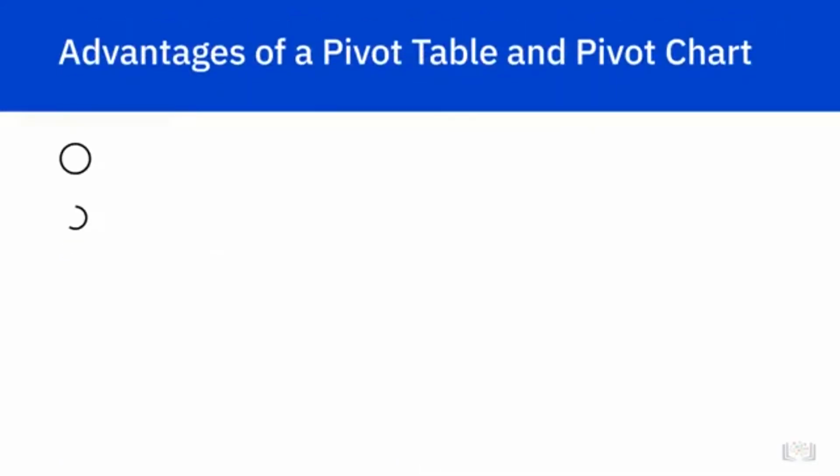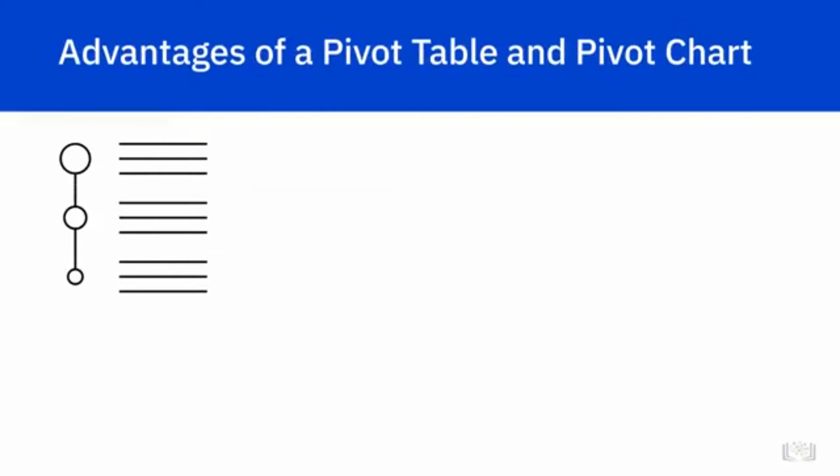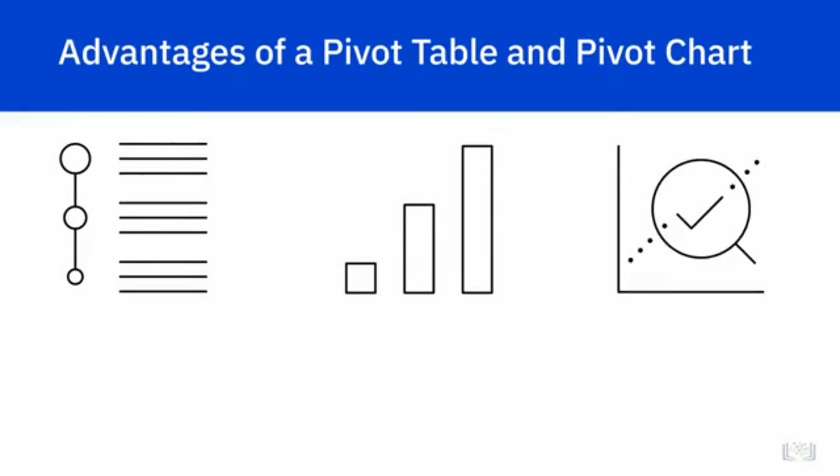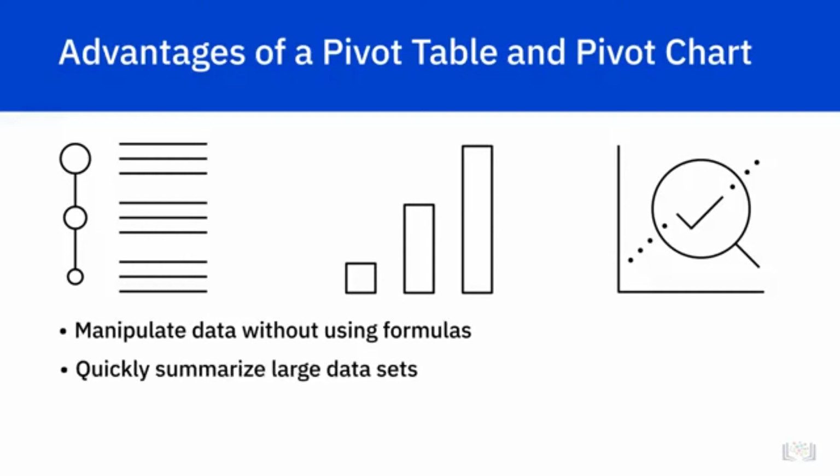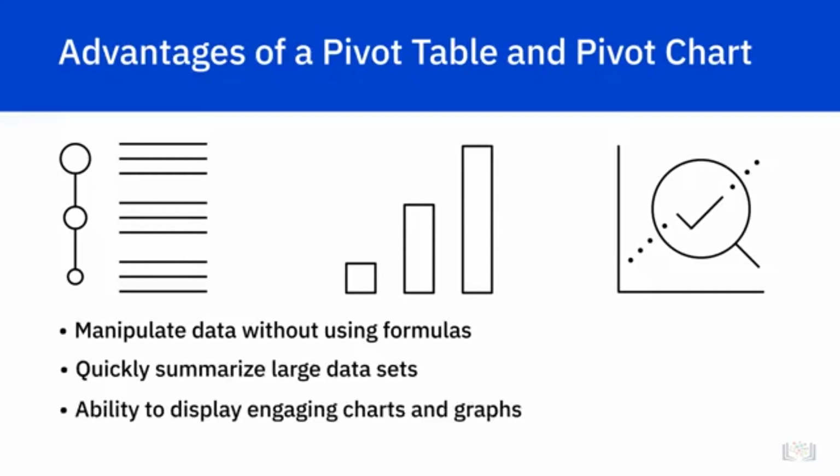When trying to single out specific information in a large data set, a pivot table is a nice way to show only the information that is required. This allows us to quickly and easily scan the essential information. Pivot charts are a nice accessory to pivot tables, as they allow us to visually process data and in most cases will let the audience grasp the information quicker. The advantages of selecting a pivot table and chart are: manipulate data without using formulas, quickly summarize large data sets, ability to display engaging charts and graphs.